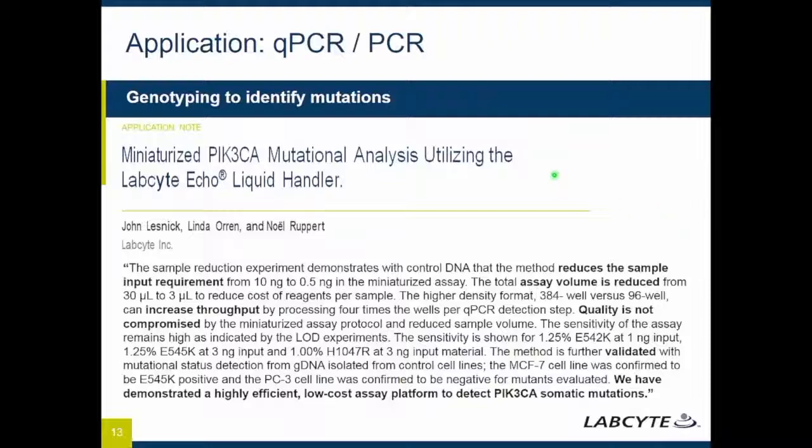The application we use to demonstrate the benefits of utilizing an Echo workflow is for miniaturized PIK3CA mutational analysis. The application note is available on the website and describes the method that reduces sample requirements from 10 to half a nanogram. The assay volume is reduced from 30 microliters to 3 microliters and run in a 384 well format that increases throughput and productivity. This highly efficient and low-cost assay to detect PIK3CA somatic mutations does not compromise the quality of your results.